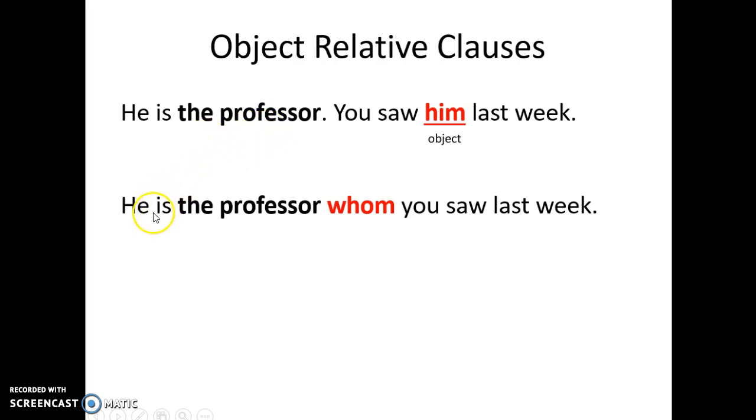So when we put together these sentences, the second sentence will become the relative clause, but we put it together a little bit differently. We have, he is the professor whom you saw last week. And we'll take apart each sentence to make it a little bit more clear.